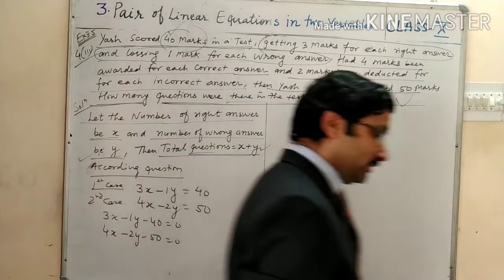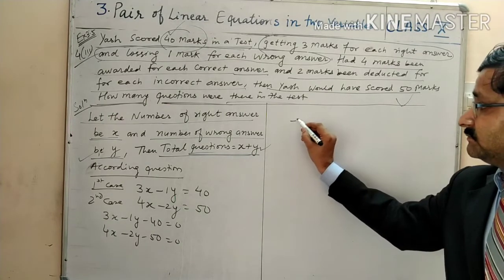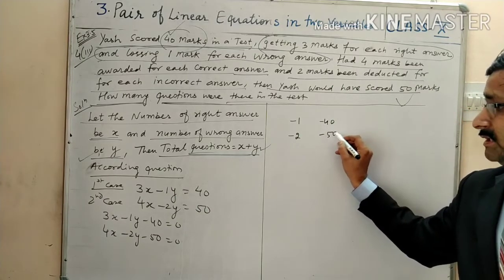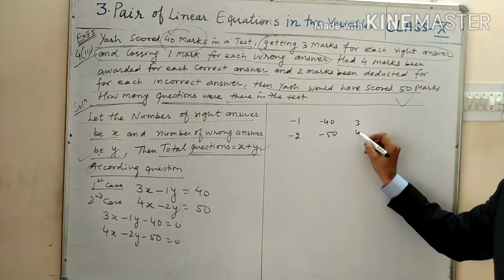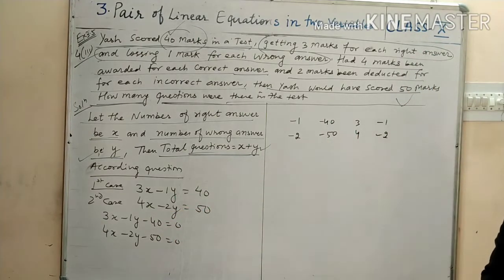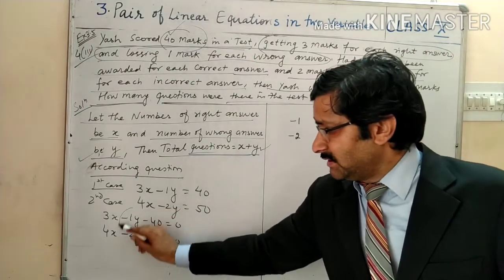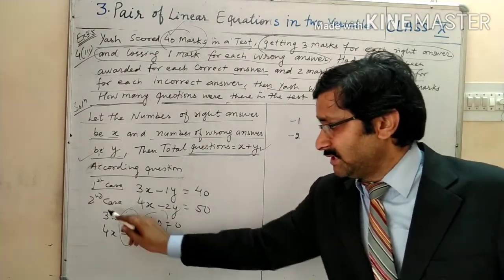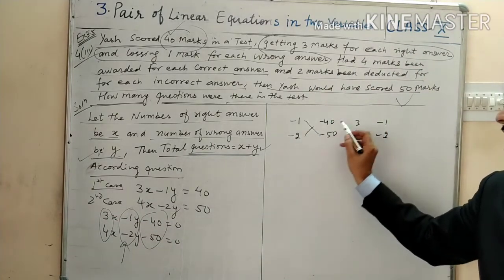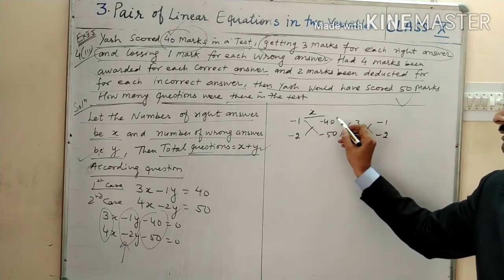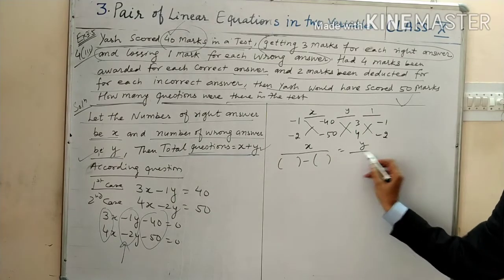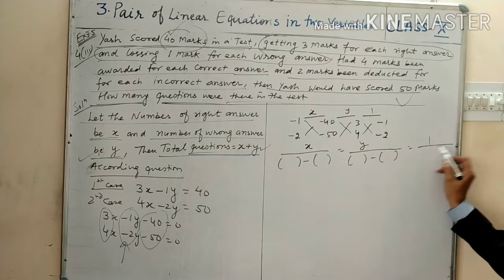Now you write from the middle. The middle numbers are minus 1, minus 2, then minus 40, minus 50. Then the first numbers are 3 and 4, and you repeat 1 and minus 1, and minus 2. You already know this cross method. You start from minus 1 and minus 2, then write minus 40 and minus 50, then 3 and 4, then again minus 1 and minus 2. You do the cross product: x upon, y upon and 1 upon, marking 2 brackets each.